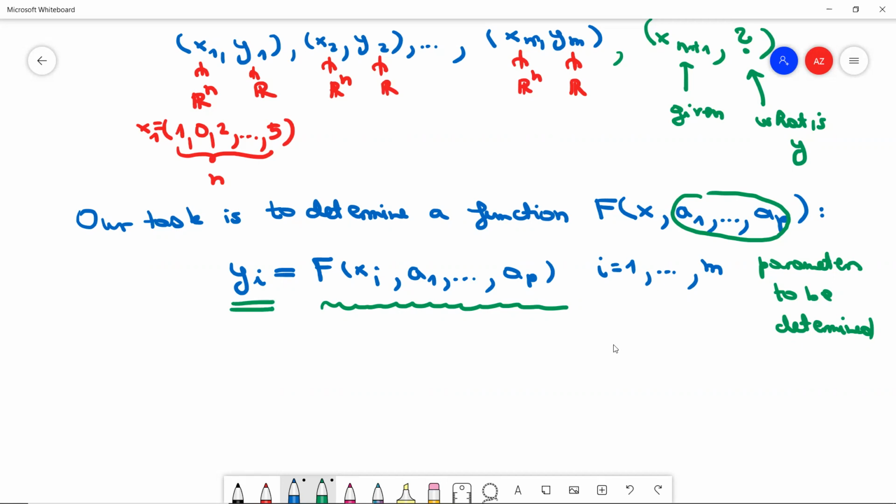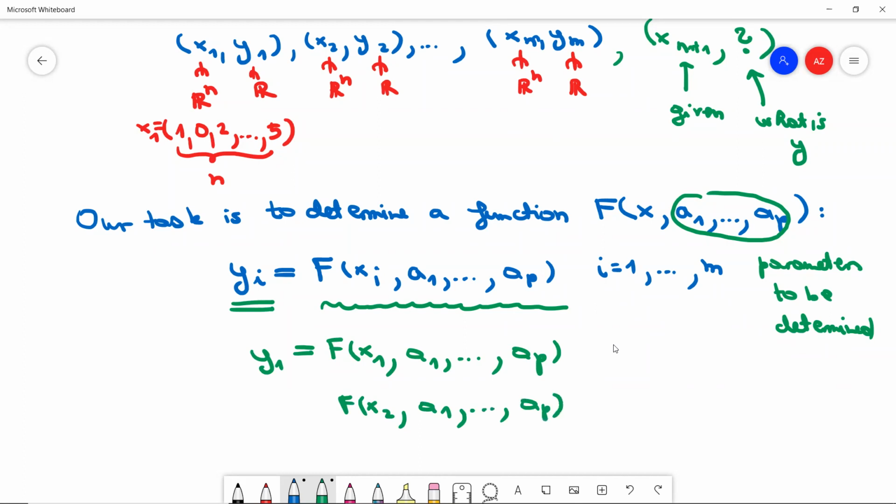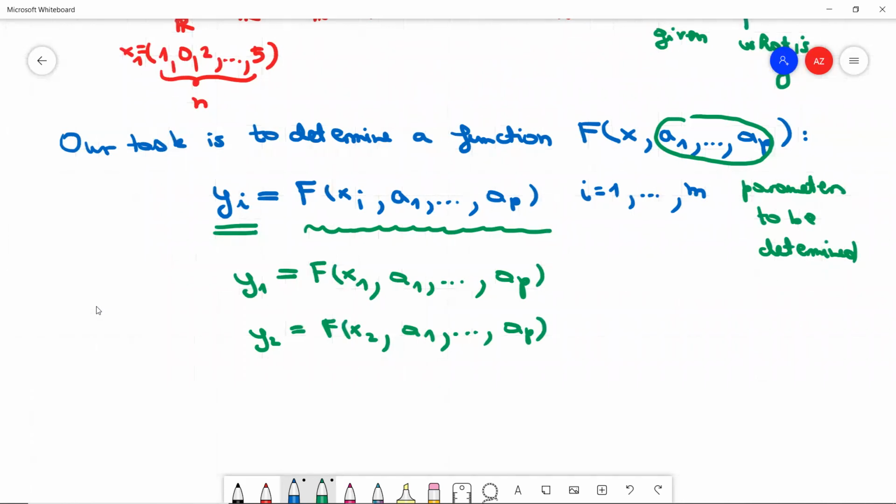If we write this in the long form, we should have F of x1 with parameters A1 up to AP, and this should be y1. Then F of x2 at those parameters should be y2, and so on. This should be true for all points.